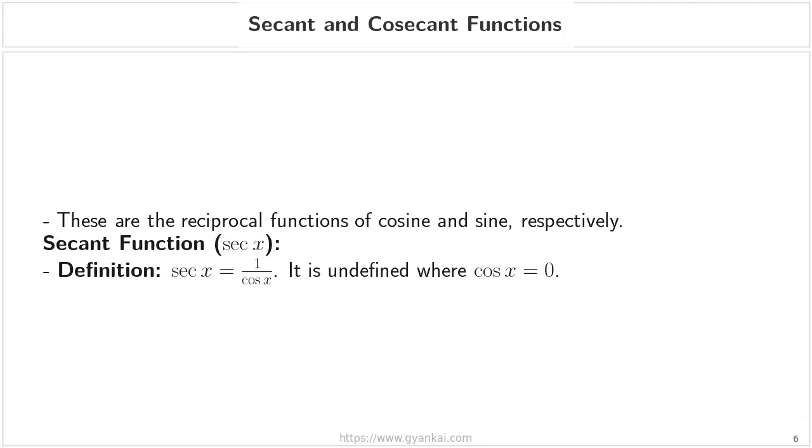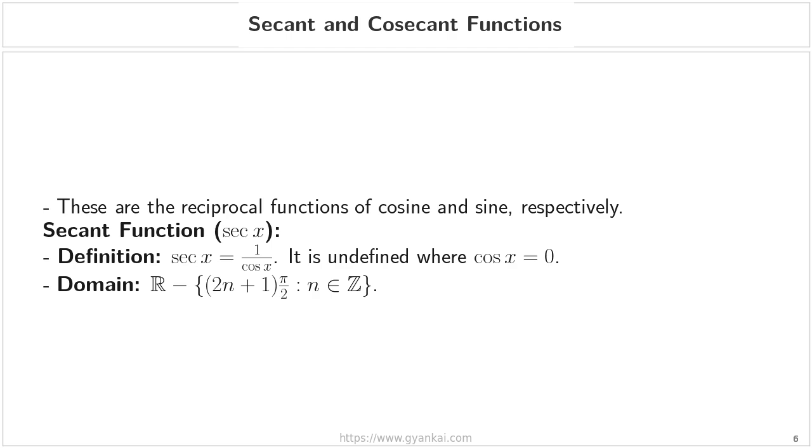First, let's look at the secant function, denoted as secant of x. By definition, secant of x is equal to 1 divided by cosine of x. Because we cannot divide by 0, the secant function becomes undefined at any point where cosine of x equals 0. This leads us to its domain. The domain consists of all real numbers, except for the odd multiples of pi divided by 2. In mathematical terms, we exclude values like pi over 2, 3 pi over 2, and so on.